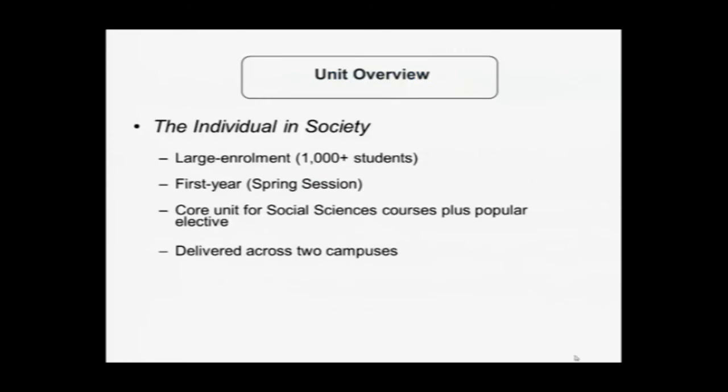All right, so the unit overview. This is a unit called the Individual in Society. It has about 1,000 students, a few more than 1,000 students. It's a first year unit in spring session, so I'm just about done with it now for this semester. And it's a core unit in the social sciences courses plus a popular elective, and it's delivered across 2 campuses. So that's really the brief overview of it.